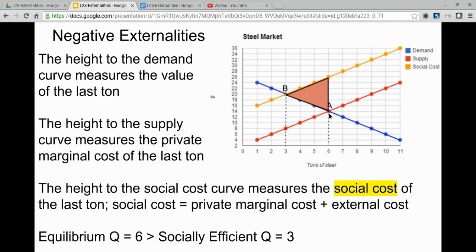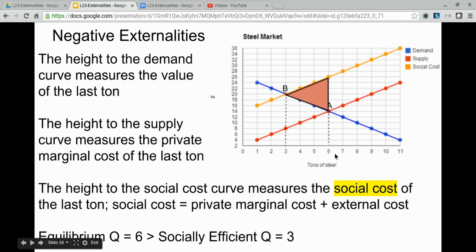This external cost drives a wedge between the private marginal cost and the social cost. Social cost is the sum of the $12 external cost per ton of steel plus the private marginal cost. For example, when quantity is 3, private marginal cost is 8, and social cost is 8 plus 12, which is equal to 20. We can graph the social cost curve easily by adding the external cost, $12, on top of the private marginal cost to obtain the orange social cost curve.